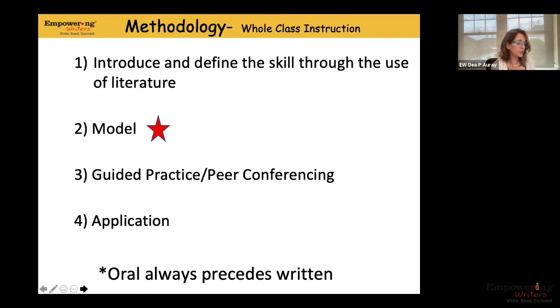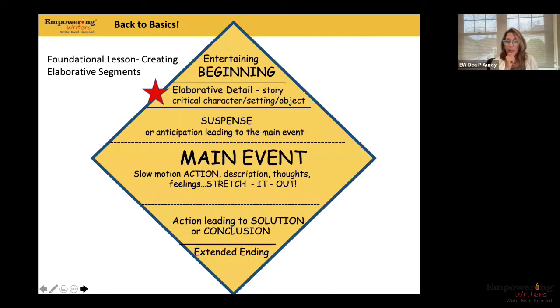So what we're going to do is, for those of you who aren't familiar, let me just show you what our diamond looks like. This is the writing diamond that we use for narrative writing. Essentially, this is what students look at. It's a visual reminder of the proportions the story takes and the elements that exist in narrative writing.